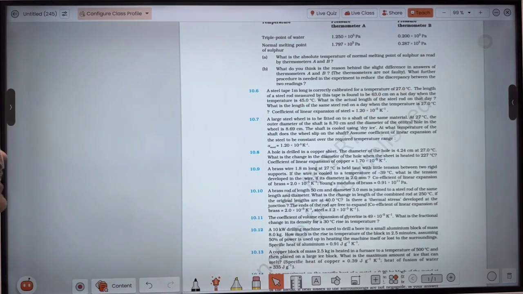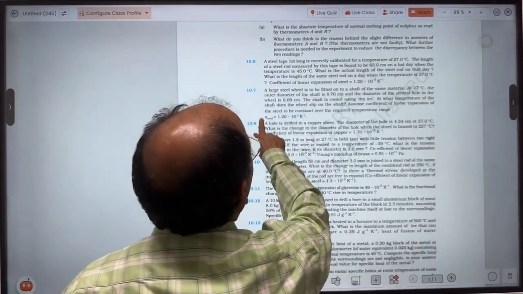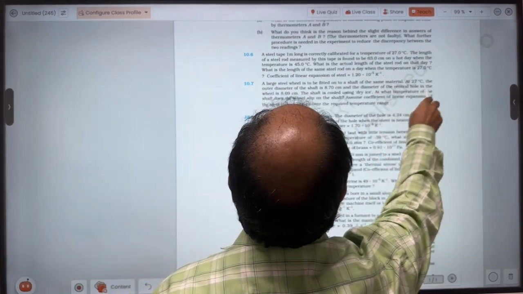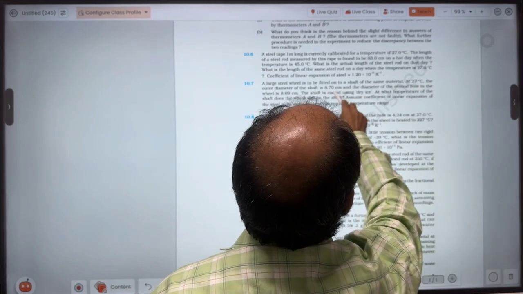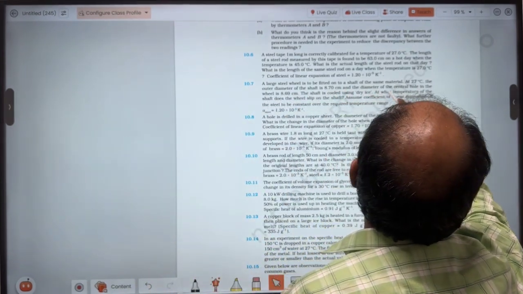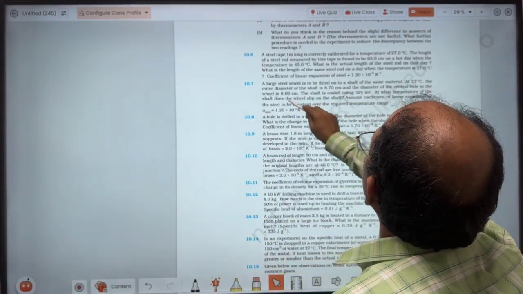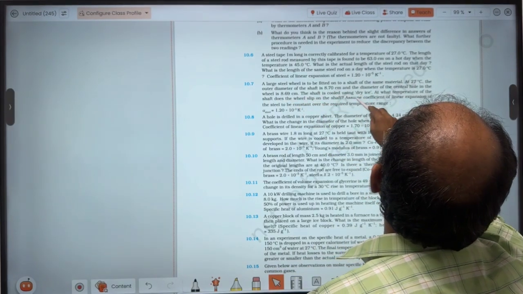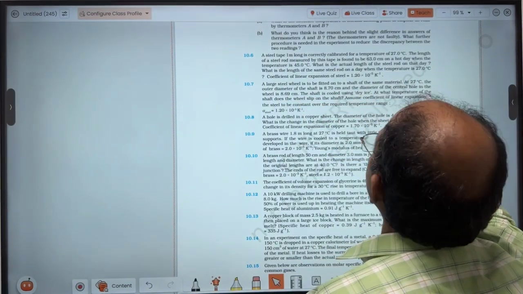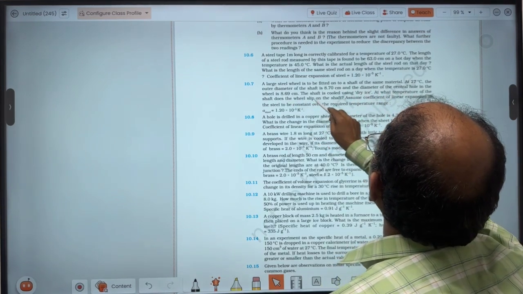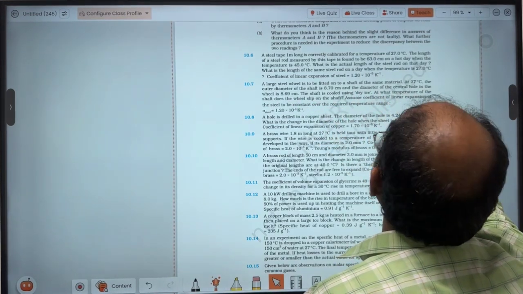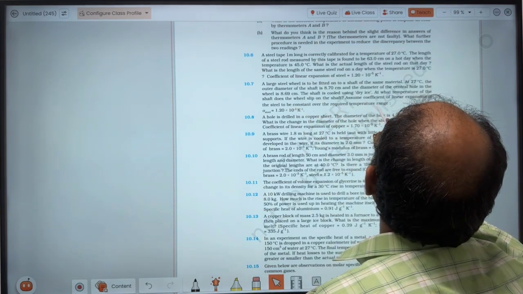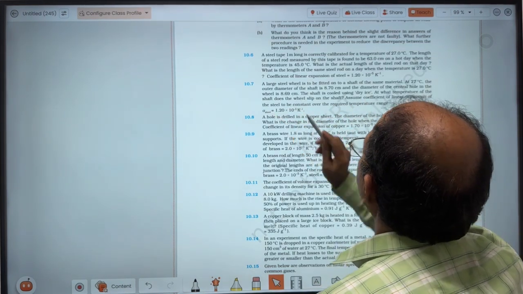Now we are going to take the next question. A large steel wheel is to be fitted on a shaft of the same material at 27 degrees centigrade. The outer diameter of the shaft is 8.7 centimeter, and the diameter of the central hole in the wheel is this much. The shaft is cooled using dry ice. At what temperature of the shaft does the wheel slip on the shaft? Assume the coefficient of linear expansion of the steel to be constant over the required temperature range. Here alpha steel is given.